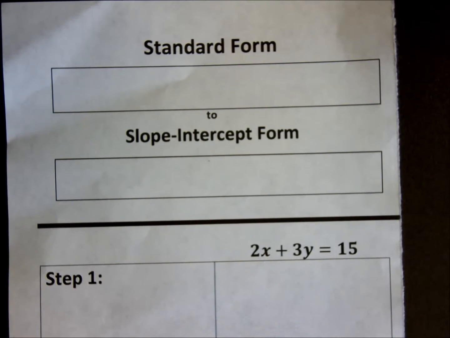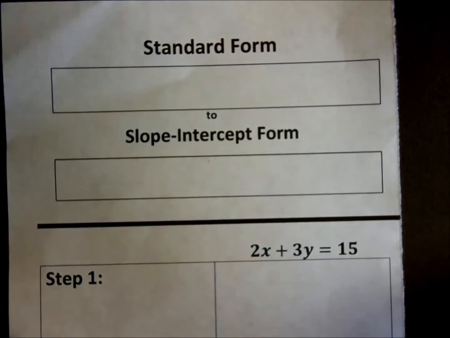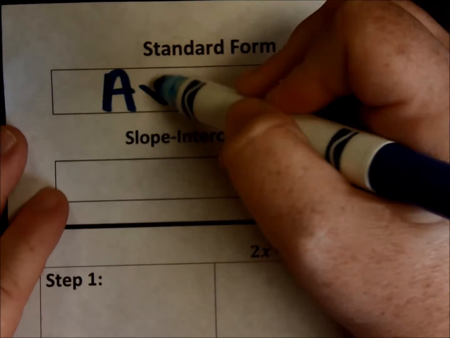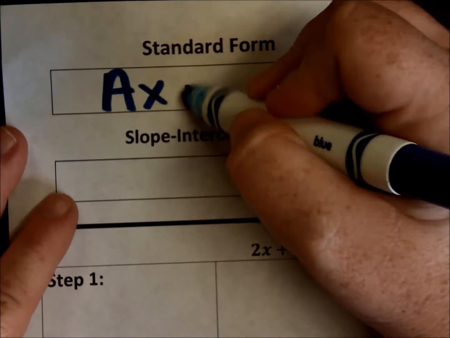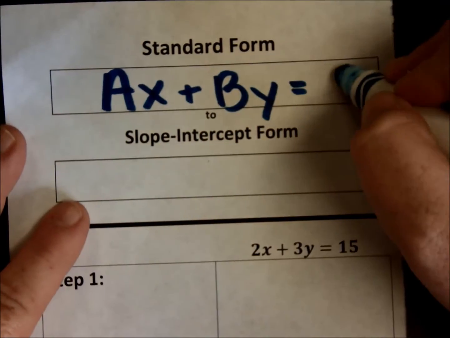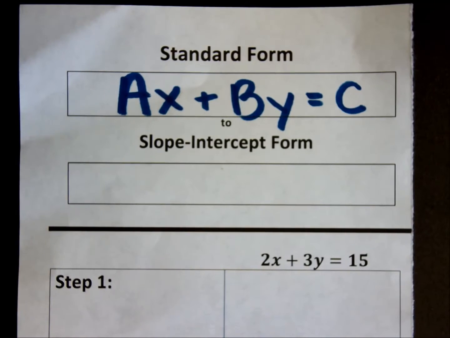So there's a couple of different ways to write equations. The way we're going to talk about today is taking an equation that's written in standard form and changing it to slope-intercept form. So when we look at standard form, we have some number a times x plus some number b times y equals some number c.